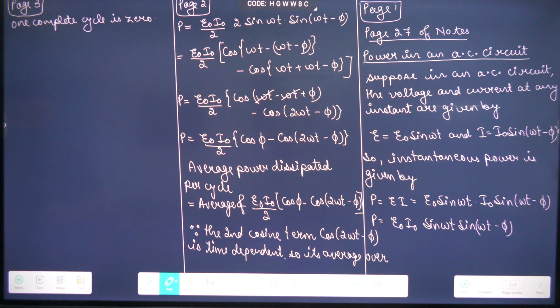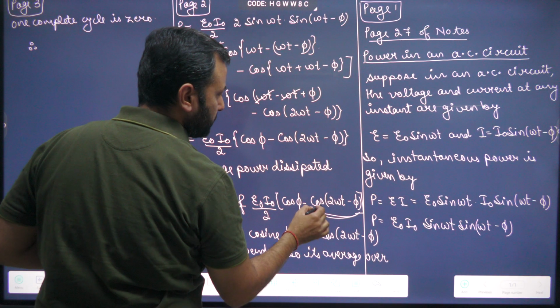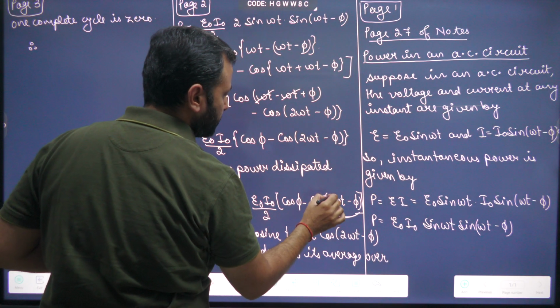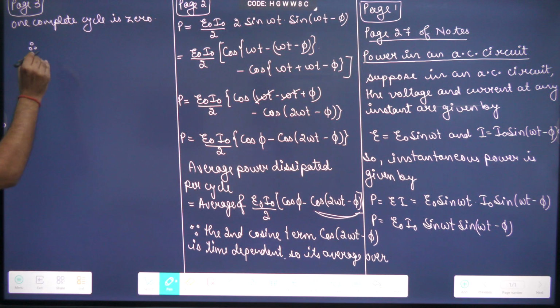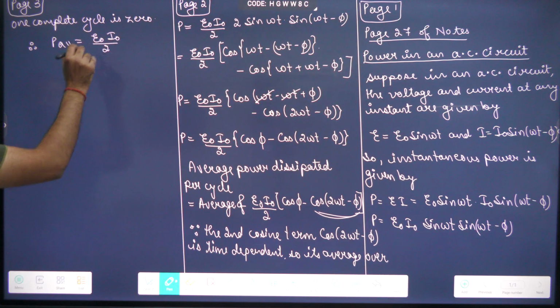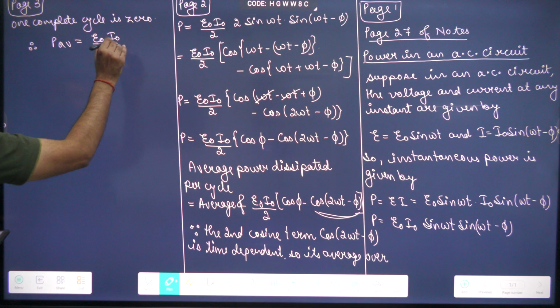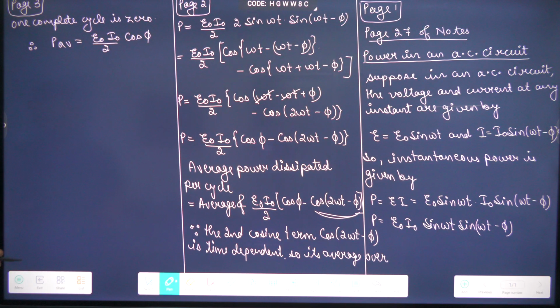The average over one complete cycle is 0. Therefore, this value will be equal to 0 because it is time dependent. It depends on time. E naught I naught by 2 into cos phi. So P average is equal to E naught I naught upon 2 into cos phi.